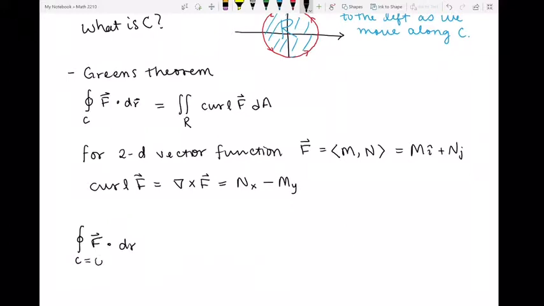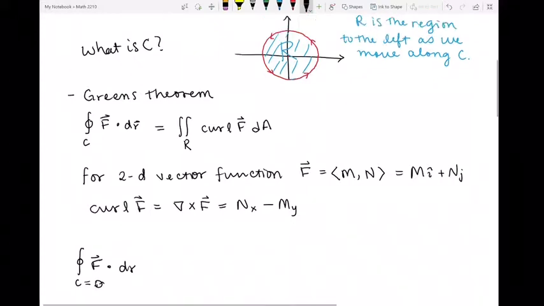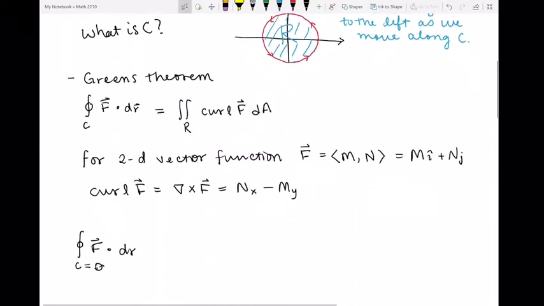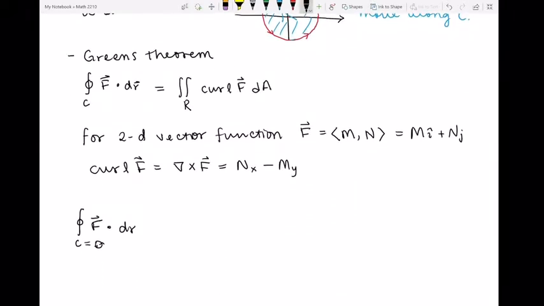I'm just going to draw a picture of the circle to remind us that that's what that is. And the f is the function they gave us above, x over 1 plus y squared i plus arctangent, or tangent inverse of y, j. All right. So we apply Green's theorem, and this is going to be over the region R, which is the inside of that circle. We'll figure out how to write the limits of that in just a moment.